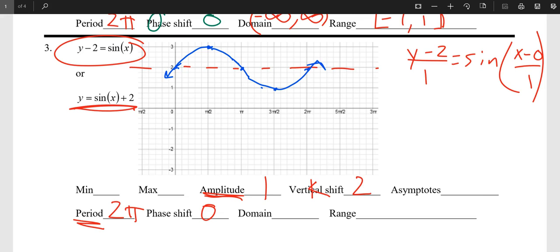Hopefully you got a picture that looked like that, or something like it. Okay. What's your min? What's your max? What's your range? Use your min and your max to find your range. Okay, any questions on that one?